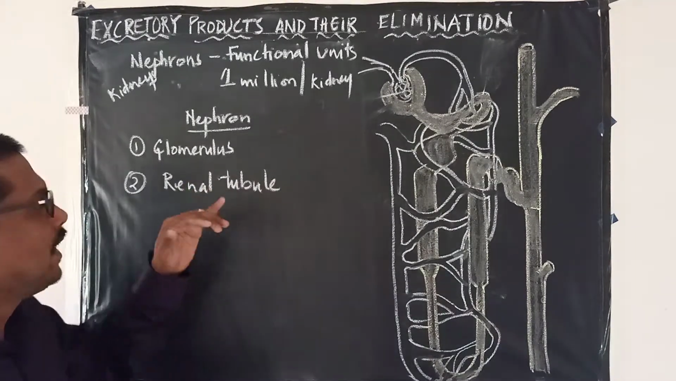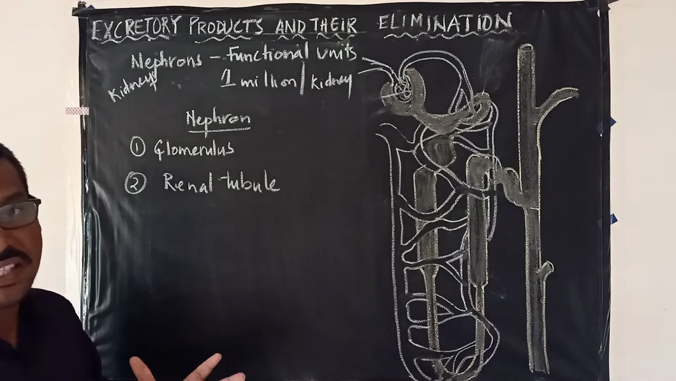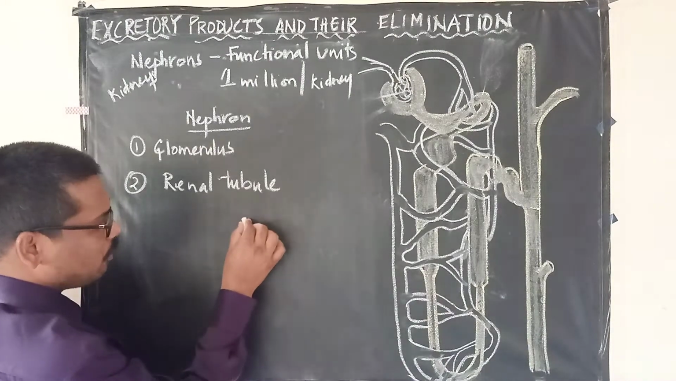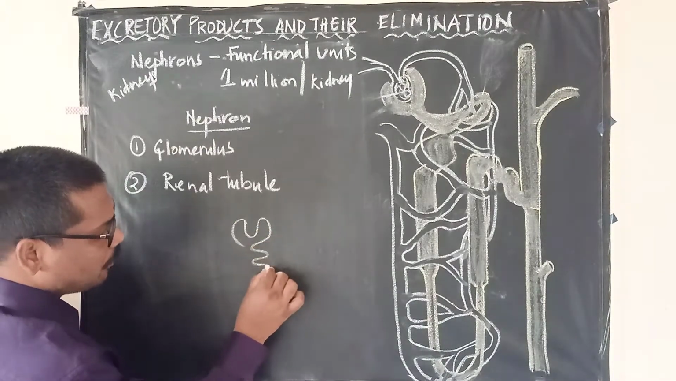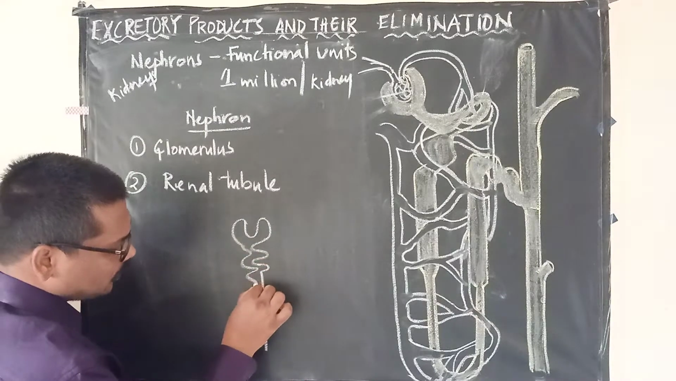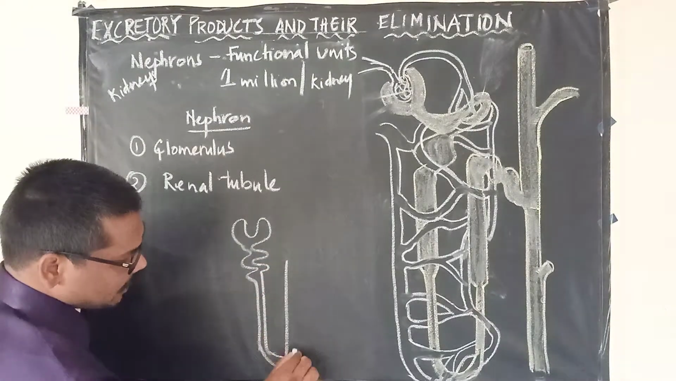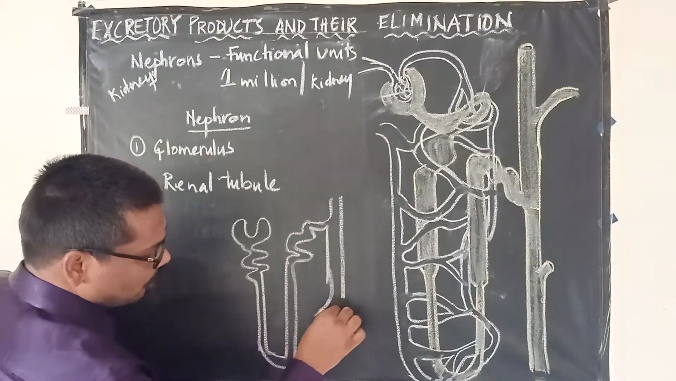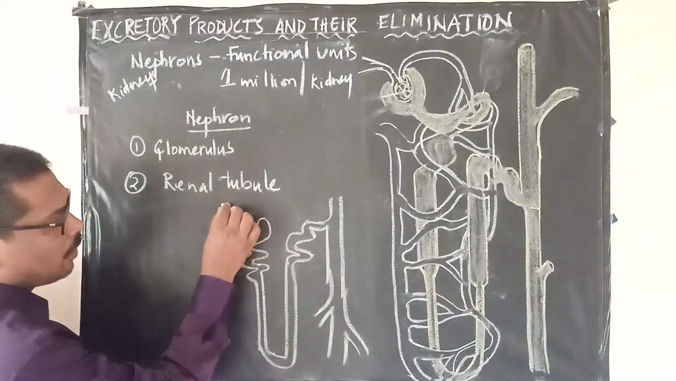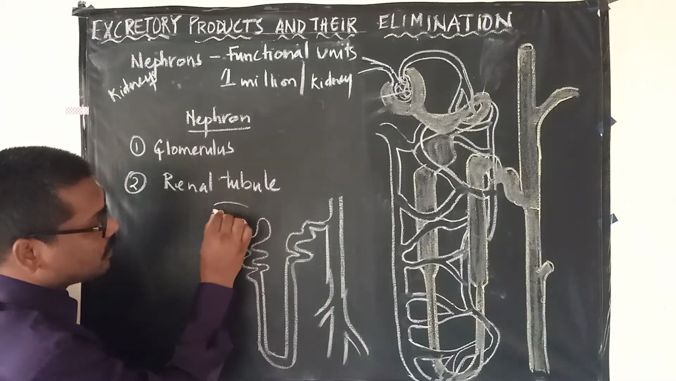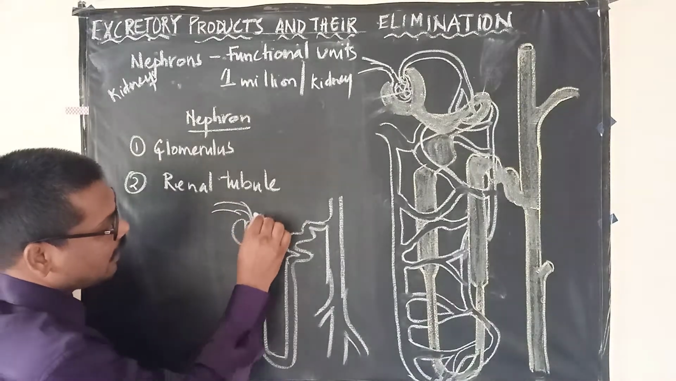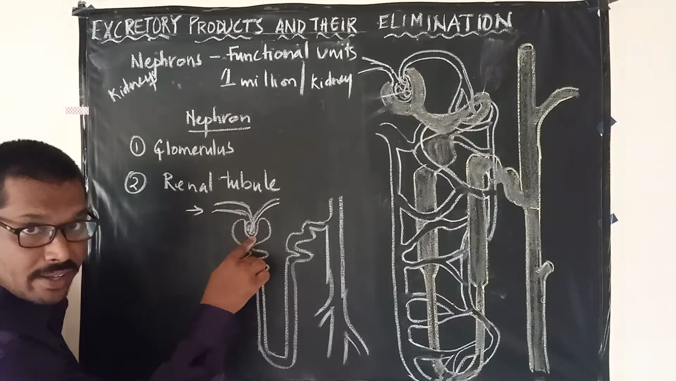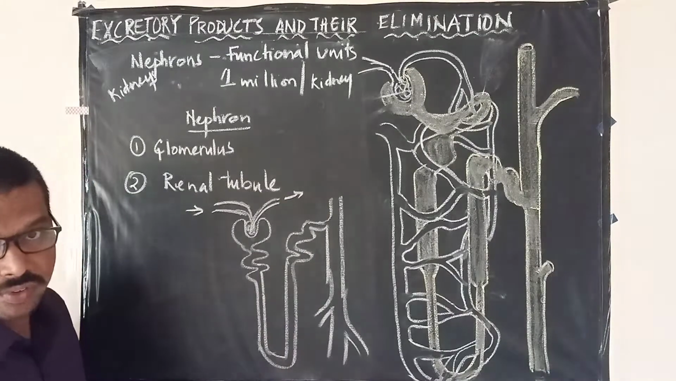Now we will discuss in a simple way what this glomerulus is. If you are seeing in the diagram, I'm drawing it again in a simple way. It is the fine network of capillaries that are present here in the nephron. Look here carefully. This is a blood vessel that is entering into the nephron, and from one side it is leaving out.